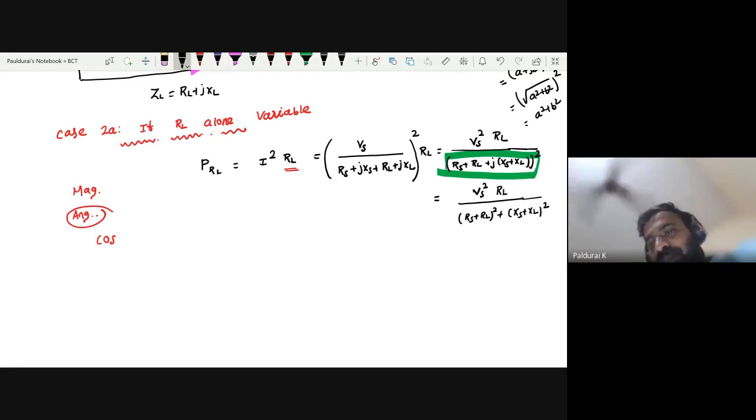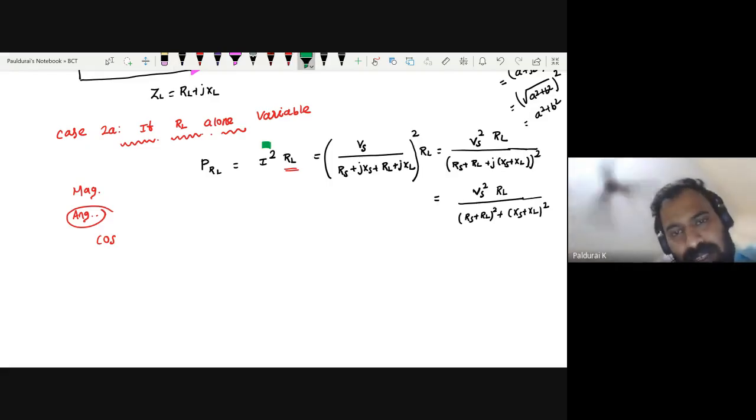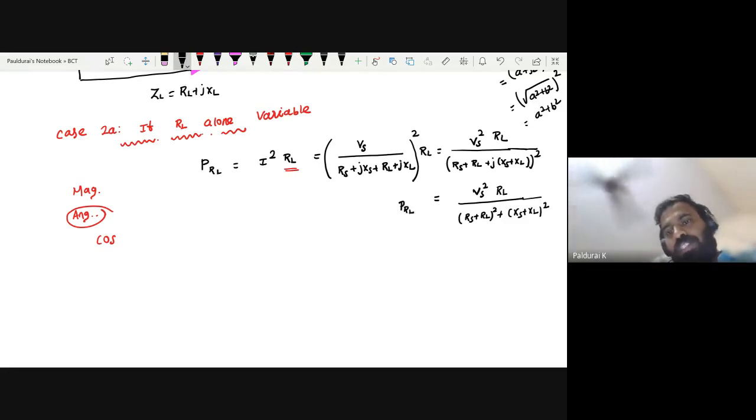Spend some time with me. So till now, any doubt? So this is the power dissipation across the load. This time also consider load as resistance only. So I squared RL. But this time for I you want to consider impedance, right? So I equal to V by R, where V is Vs divided by Rs plus jXs plus RL plus jXL. So you will get this formula. This is my load.